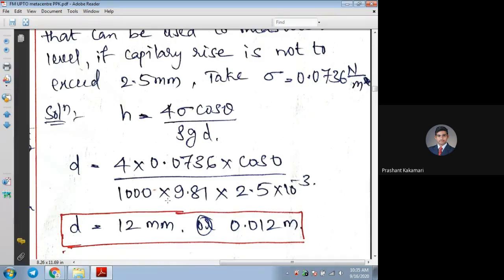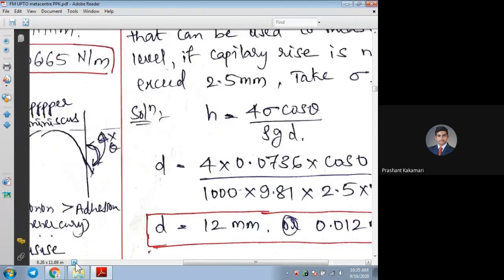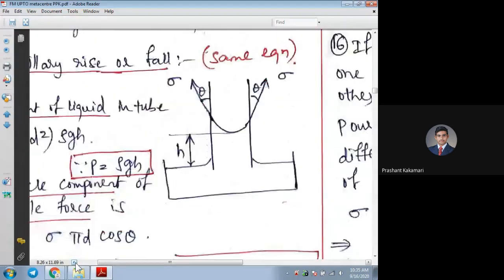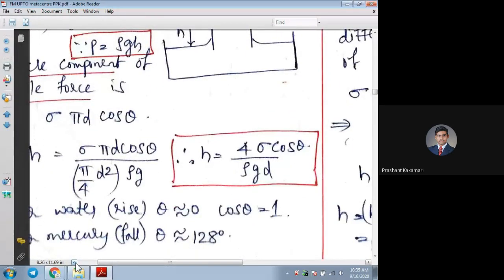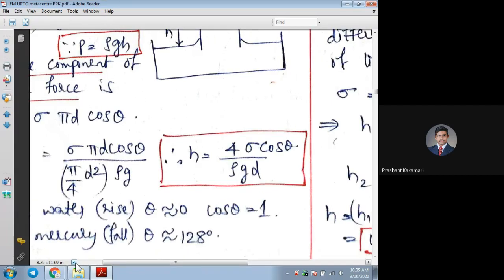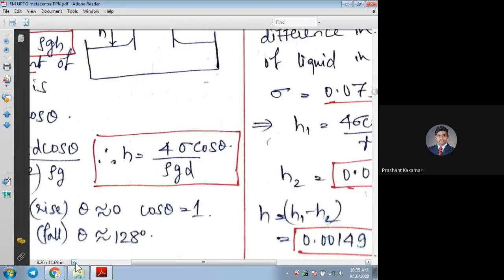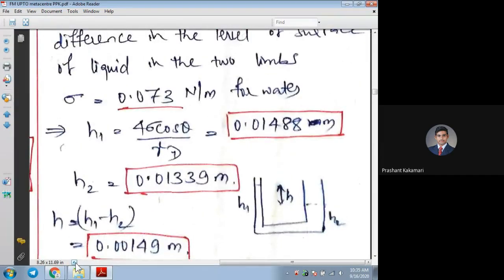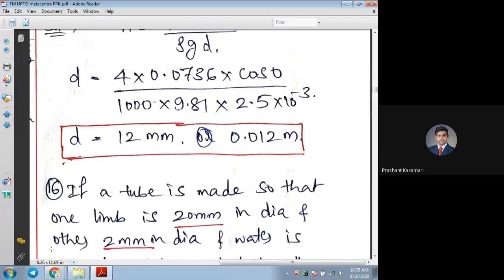As I told you, whenever two data are missing, like diameter and angle, both sides, then we can assume for water that the theta angle may be zero. Yeah, this assumption we can do. Cos theta you can consider as one, or cos of zero you can take as one for water. If mercury theta is not given, you can take 28. Okay, if theta is asked, to find out all other values, then you have to find out the value. So you got 12 mm.